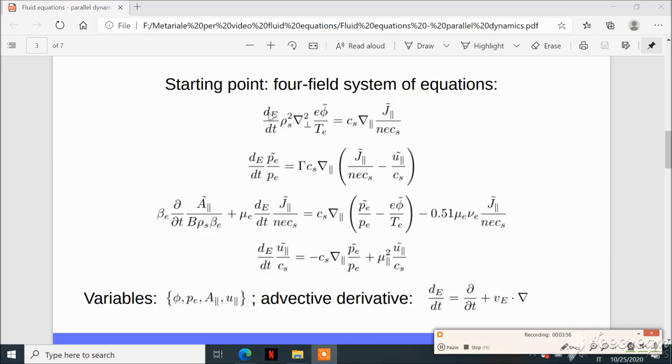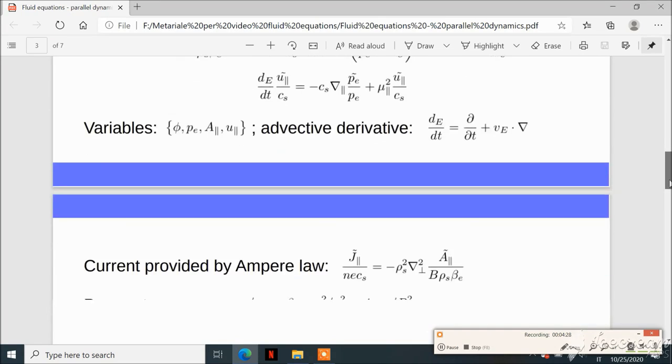And the time derivative which enters here, d_t with the E subscript, is the total derivative, which includes also the advective term. So this is called the advective derivative. So we have the partial time derivative plus the advection caused by the E cross B drift, which is the only one which is considered here. So in general, we have to consider also the effect of drifts in these equations, but we will see later that this can be neglected in certain limits and the equation gets much simplified.